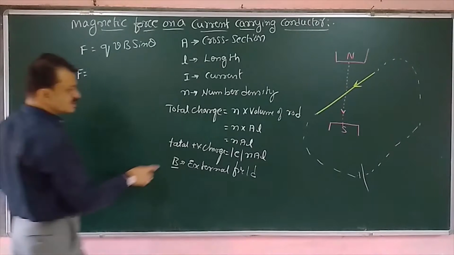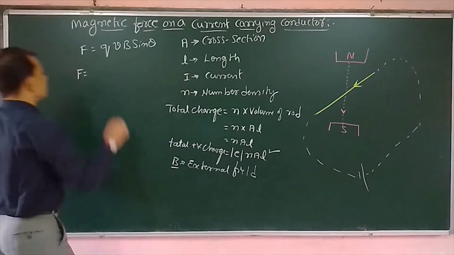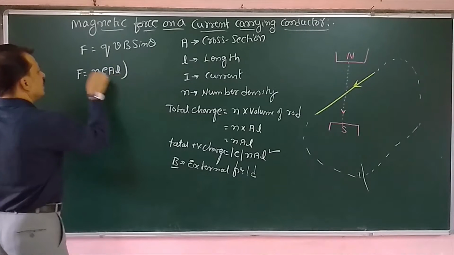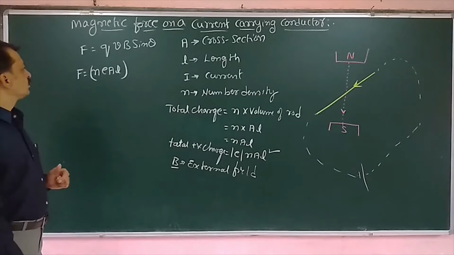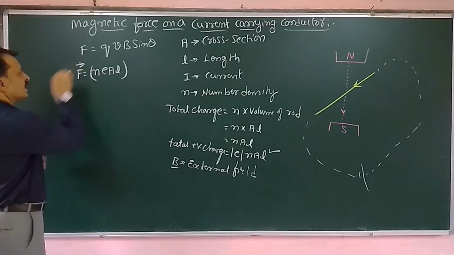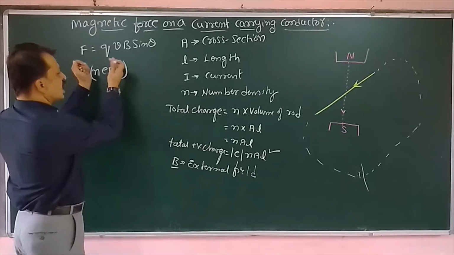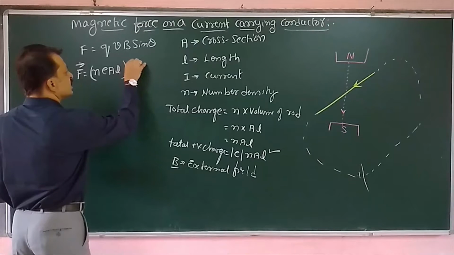Q, that is charge, total charge. Now this is what we have, total charge. That is, I will write N E A L. It is the total charge present. If I write it first, I will write it in the vector form. Okay, vector F is equal to, now this is the charge multiplied by the velocity.